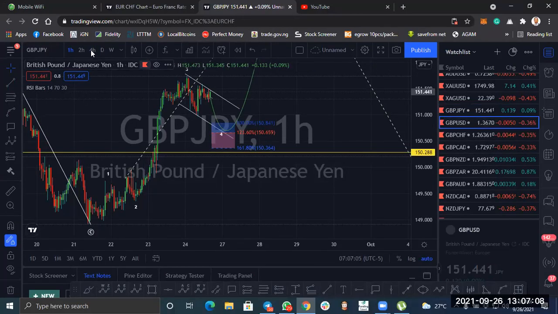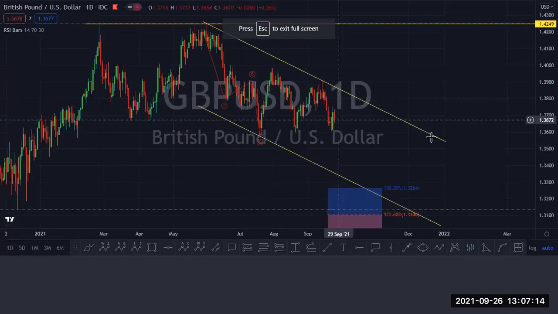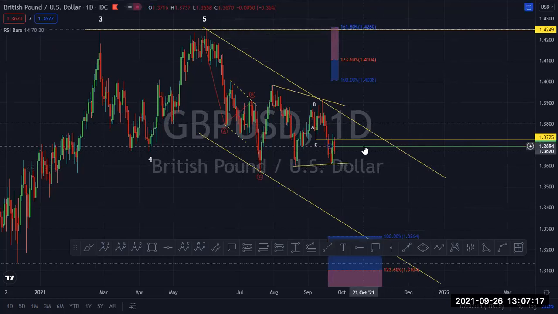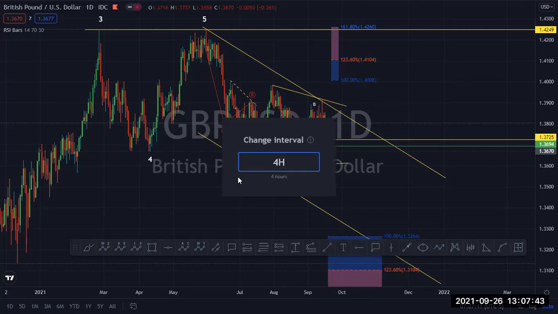Pound USD. I think the case is similar. For now, it's making a triangle. The triangle is more visible on lower time frame. So let us see. Before going to 4 hours, I'm expecting this is ABC, WXY. That's a double correction towards 1.32, 1.31, 1.33. So let's see 4 hours.